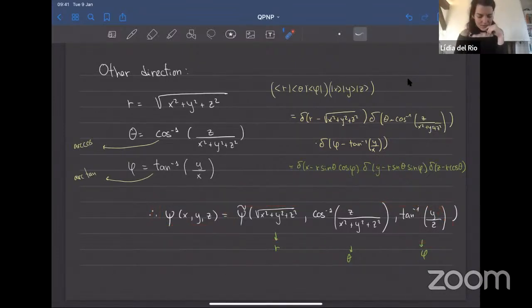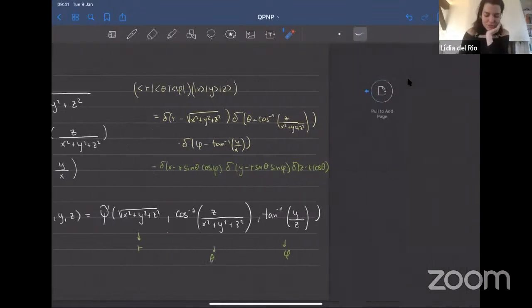Right? Again, it's the same wave function, right? It has the same value here and here. We're just changing how to express x, y, and z. That's good. But we were talking about angular momentum, so then let's go back to angular momentum.